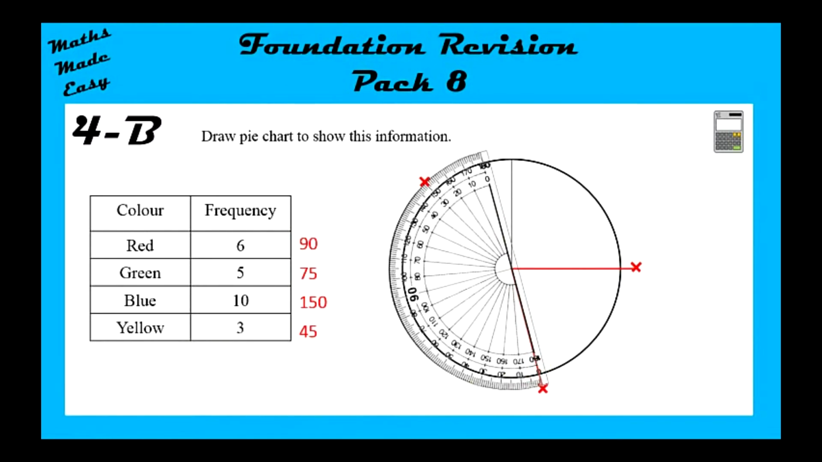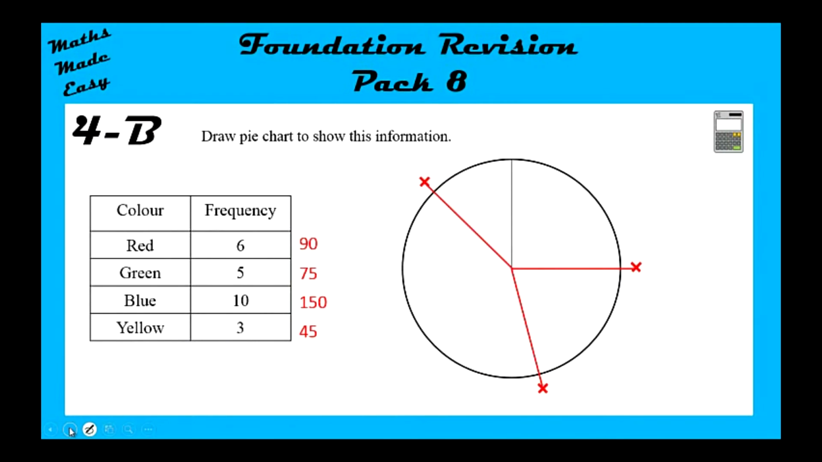So all the way around on the outside scale to 150 this time here. Take your protractor off, draw that line on. You may just want to check that your last section comes out as 45 to make sure you've done it right. And finally label, so we have red, green, blue, and then yellow.